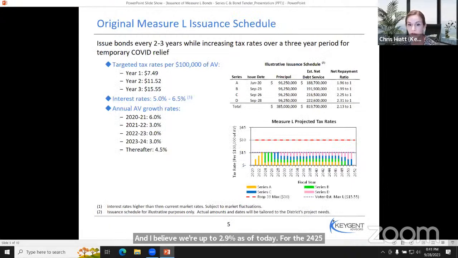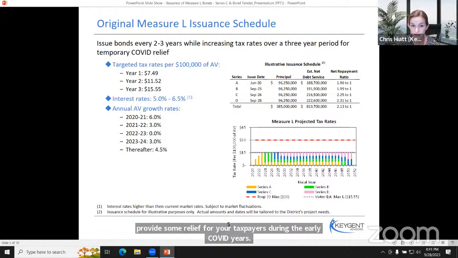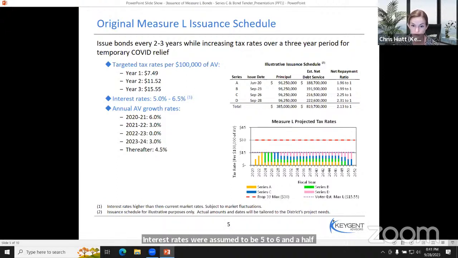So I wanted to give you a snapshot of what Measure L looked like when it was originally planned and when we first started planning the Series A issuance. So Measure L was originally planned to be 4 series of bonds issued every 2 to 3 years or so. We have that issuance schedule on the right-hand side. We had also planned to increase taxes slowly to provide some relief for your taxpayers during the early COVID years. Interest rates were assumed to be 5 to 6.5%, and assessed valuation growth was expected to stall temporarily due to COVID and then back up to a 4.5% annual growth.